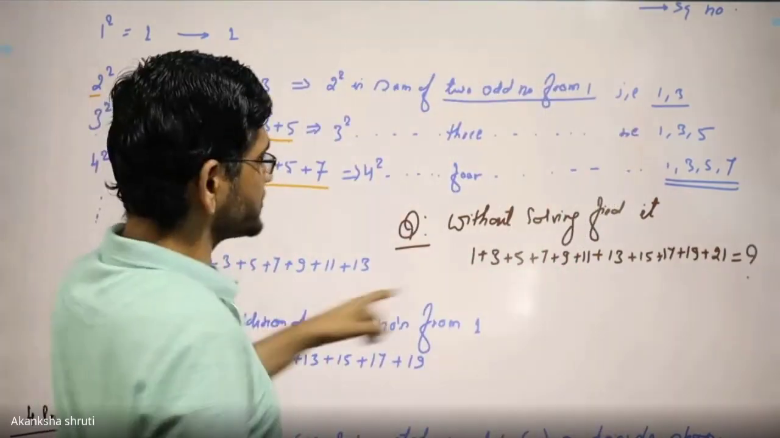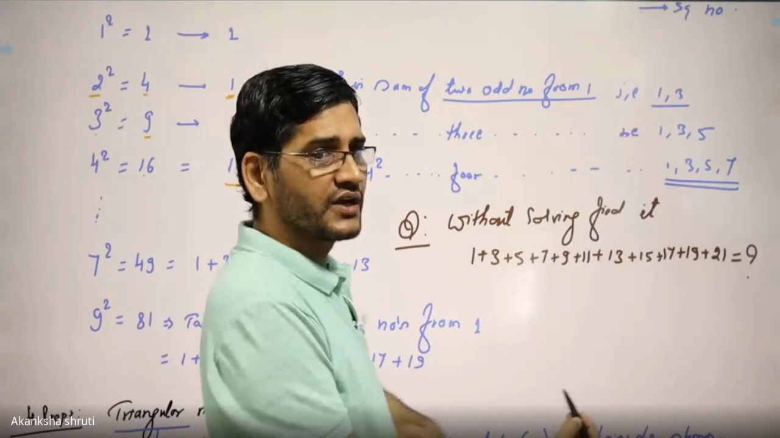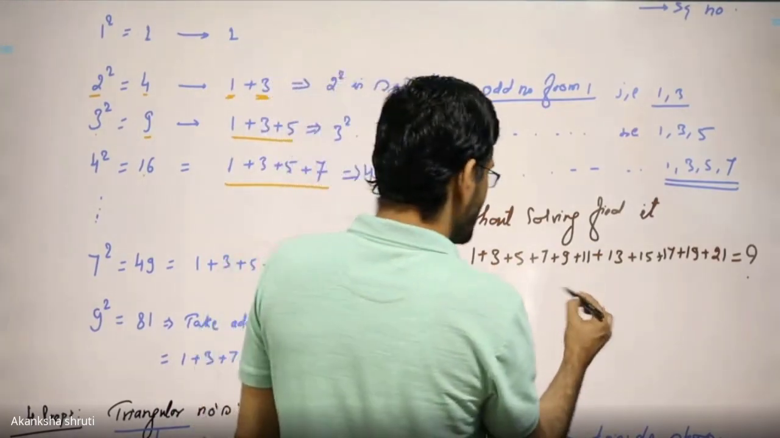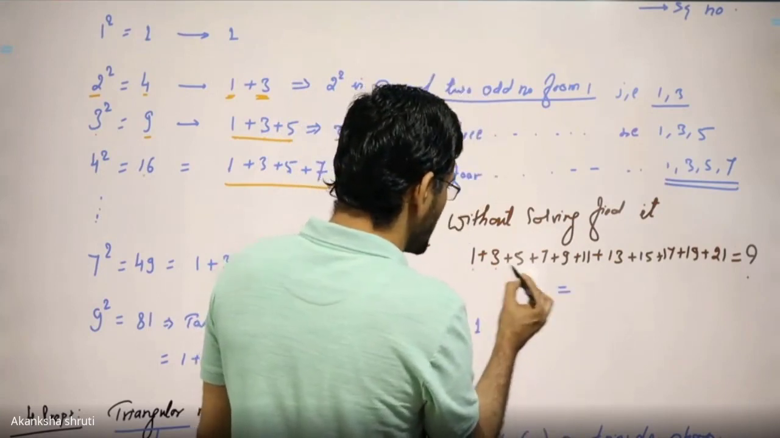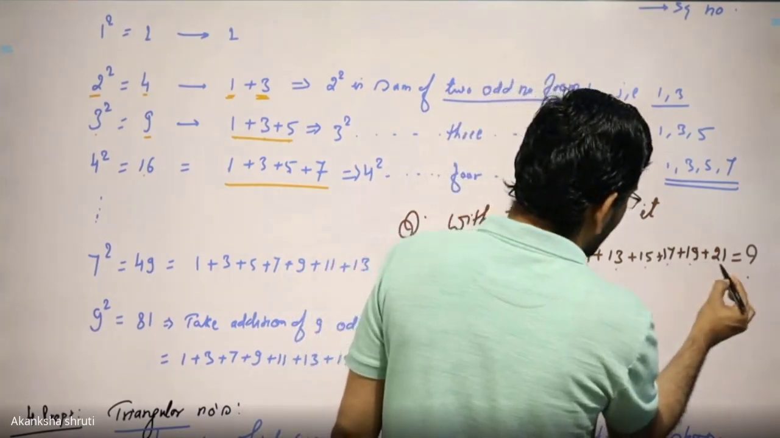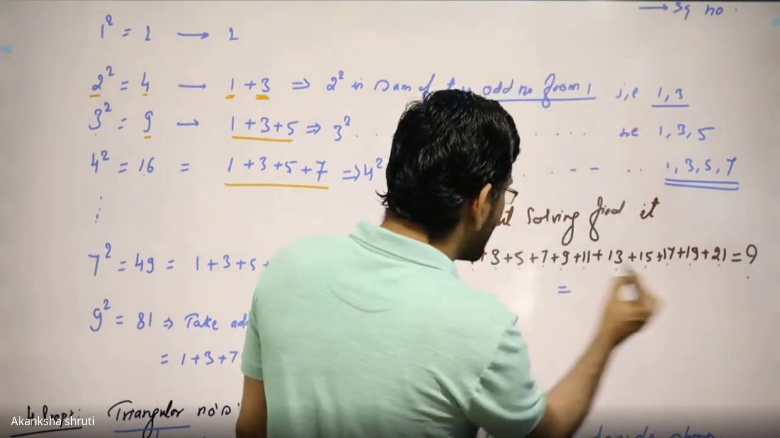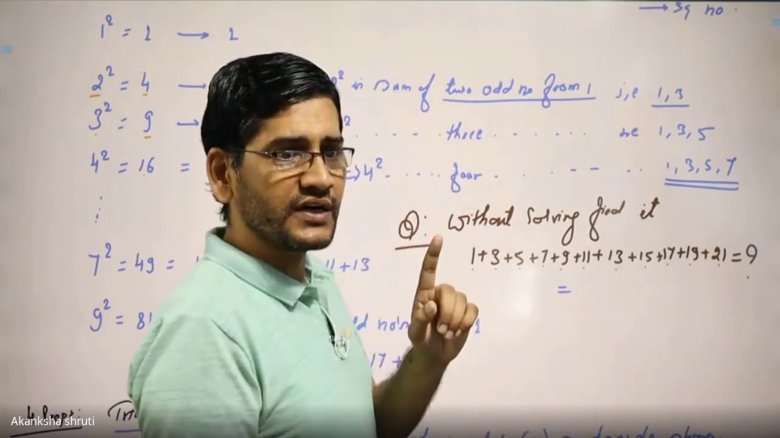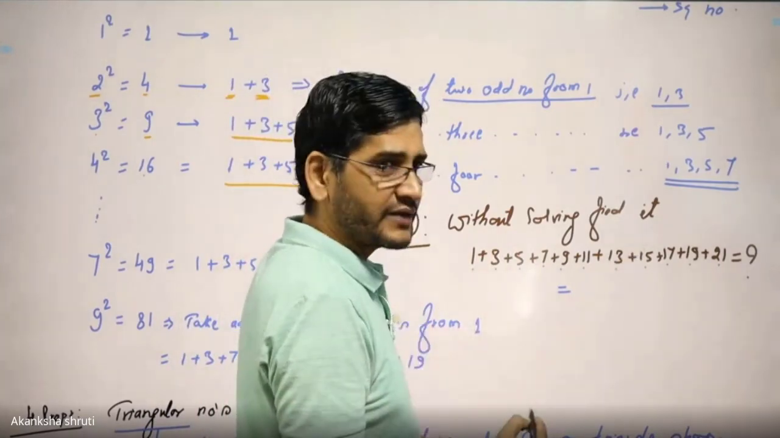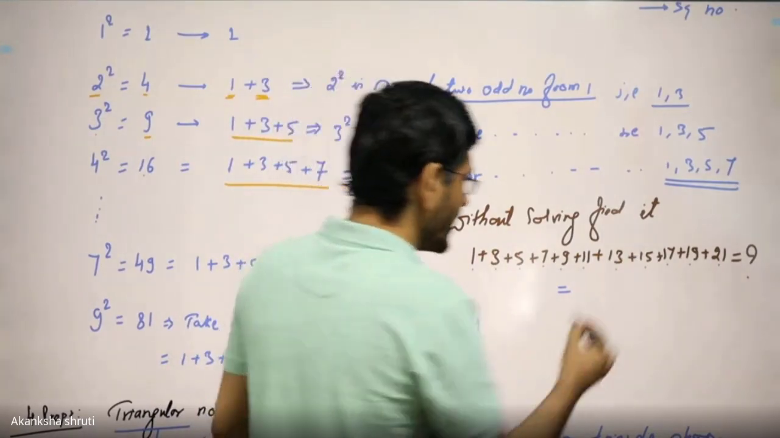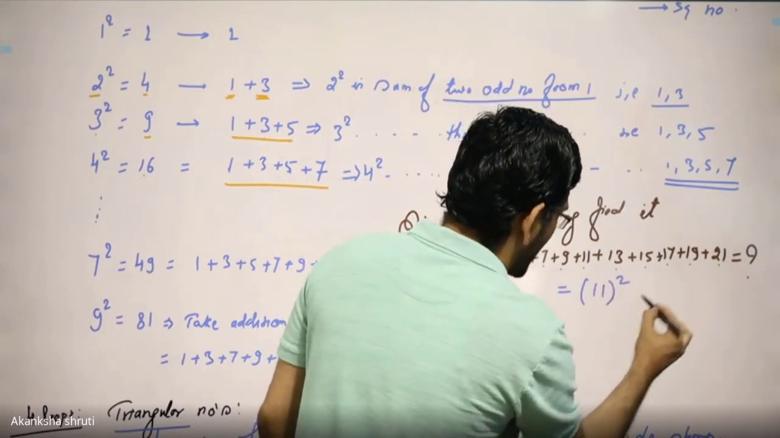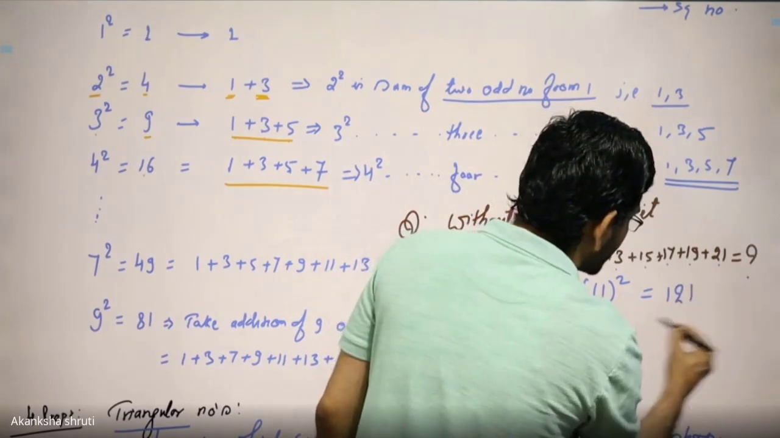Student, if the question is this one, you have to get the addition of this. No need to add 1 plus 3 plus 5, no need to do. So how much does it become? Just count the numbers: 1, 2, 3, 4, 5, 6, 7, 8, 9, 10, 11. So there are a total of 11 continuous odd numbers which are added starting from 1. Therefore, it becomes 11 square. It is 121. Okay, students?